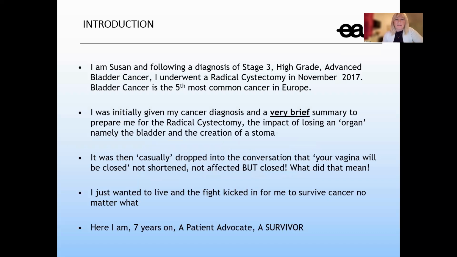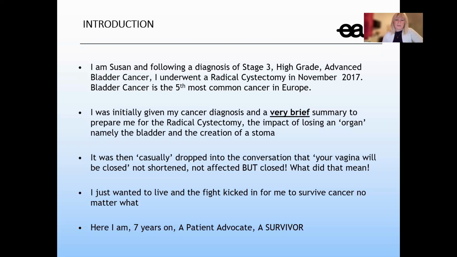So following my diagnosis, which was of stage 3 high-grade advanced bladder cancer, I underwent a radical cystectomy in November 2017. Bladder cancer is the 5th most common cancer in Europe. Initially, after a lot of tests and a big test known as a TURBT, I was given my cancer diagnosis. And I was given a very brief summary to prepare me for the operation of a radical cystectomy.